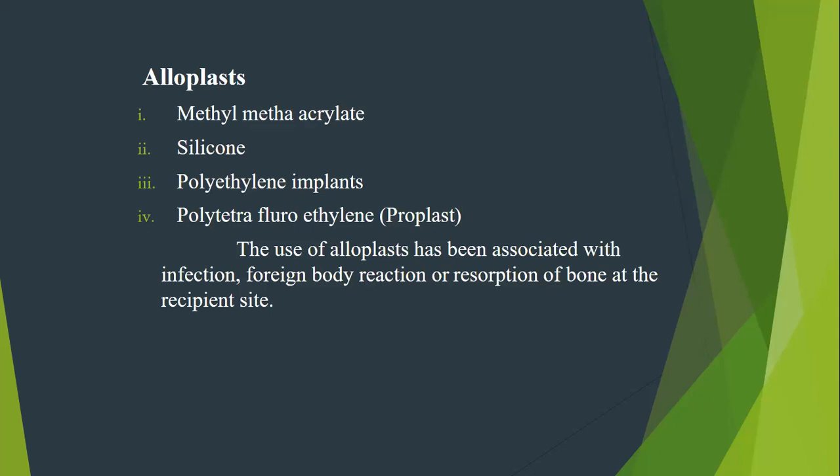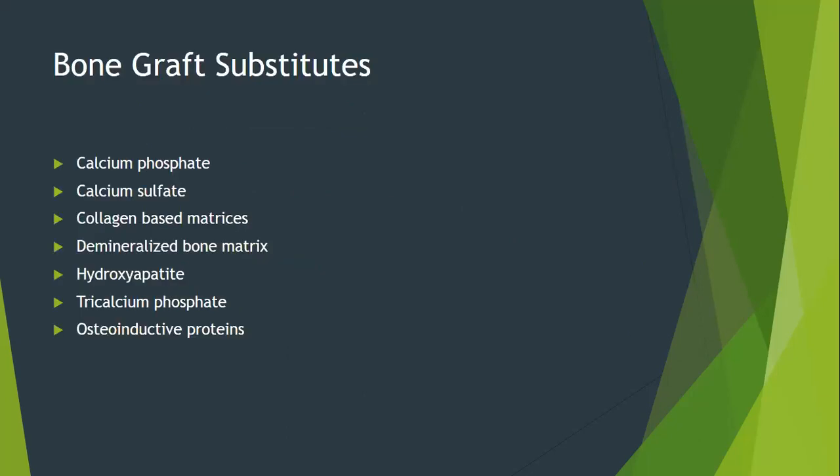Alloplasts, such as methacrylate, silicone, polyethylene implants, polytetrafluoroethylene. It is also known as Proplast. The use of alloplasts has been associated with infection, foreign body reaction, and resorption of the bone at the recipient site. Bone graft substitutes: calcium phosphate, calcium sulfate, collagen-based matrices, demineralized bone graft matrix, hydroxyapatite, tricalcium phosphate, or osteoinductive proteins.